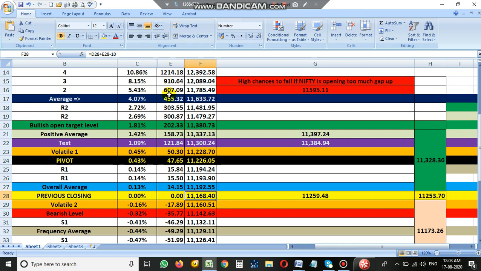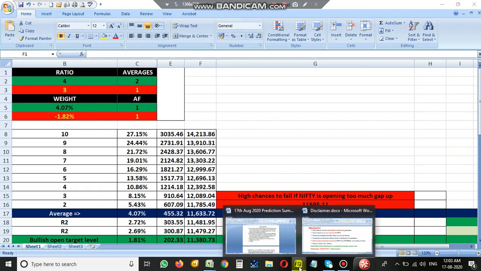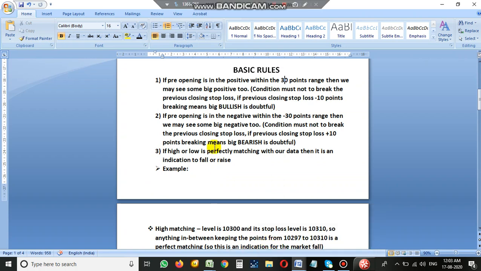But here on Monday we don't have 4 indications showing in the positive, but still it applies to any data, no matter what kind of data we have here. The basic rule can be applied to any day. So you need to keep this logic in mind. Anywhere the pre-open is opening 0 to 30 in the positive side, with the previous closing stop loss of 10 points, if the market is not breaking, it has a potential to go extremely bullish.